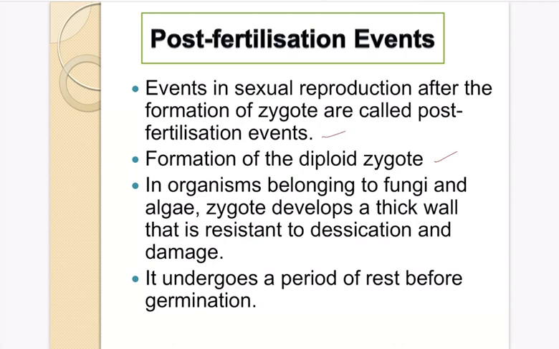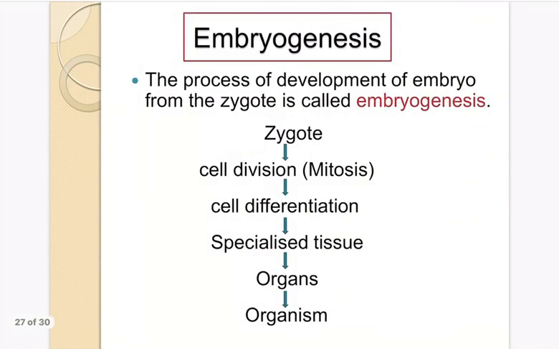In organisms belonging to fungi and algae, zygote develops a thick wall that is resistant to desiccation and damage. This is an adaptation. It undergoes a period of rest before germination. And how exactly does this embryogenesis take place? The process of development of embryo from single-celled zygote to multi-celled structure is embryogenesis. So basically a zygote undergoes mitosis, cells will be added. So single-celled zygote becomes multi-celled embryo.